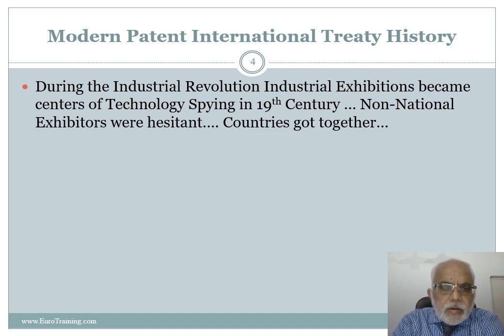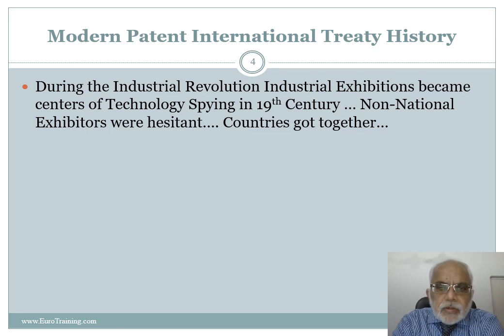Now, remember, the patent is awarded by the country. Even today, patents are awarded by the national government. It's a social contract in the country. What about other countries? In the 19th century, foreign visitors to these industrial exhibitions would spy and copy the technology, and then they would go back to their own country and produce the same product. The impact was that non-national exhibitors became hesitant to come and demonstrate their products at these industrial exhibitions and trade fairs.